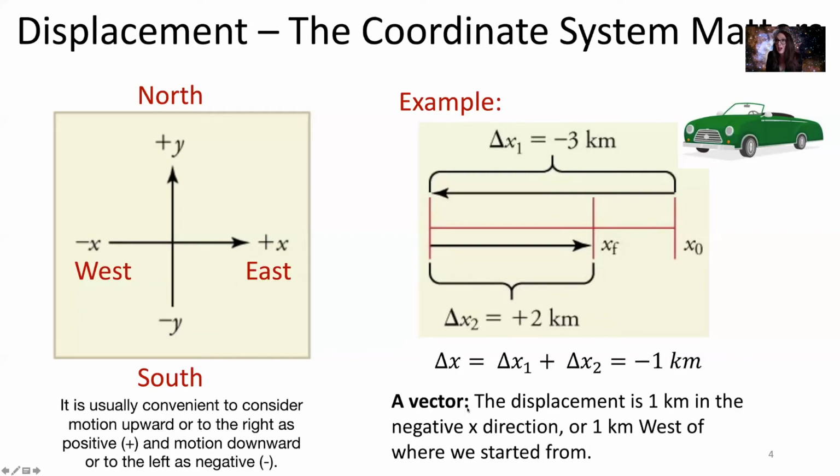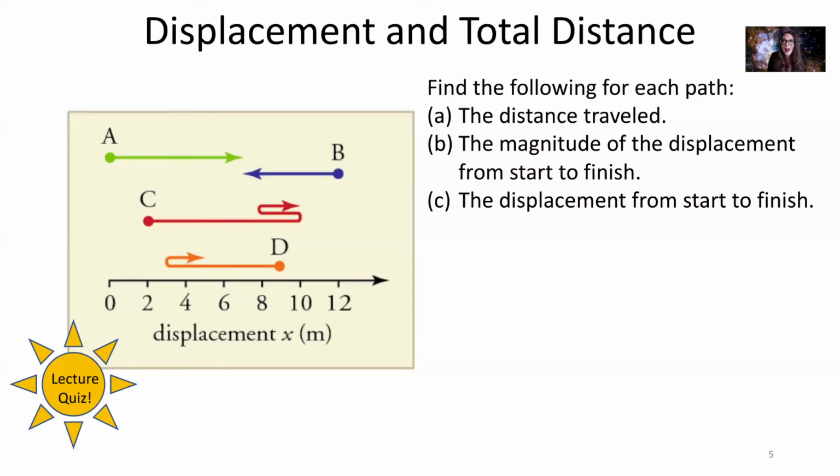So remember, again, that our displacement is a vector. So the displacement has a magnitude of 1 kilometer in the negative x direction, or 1 kilometer west of where we started from. Now we're going to practice those ideas, and you are going to find the displacement and total distance of 3 different examples. These 3 examples are examples A, B, and C that you see here. And I'm going to work through example D and show you how I would do this for example D, and then you're going to replicate it for paths A, B, and C.